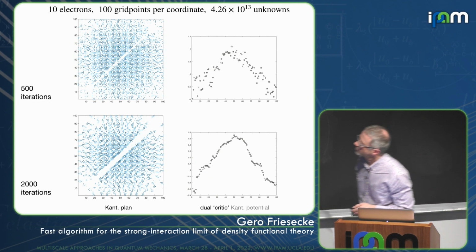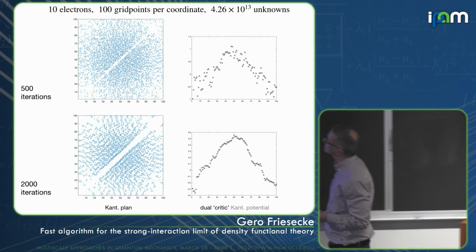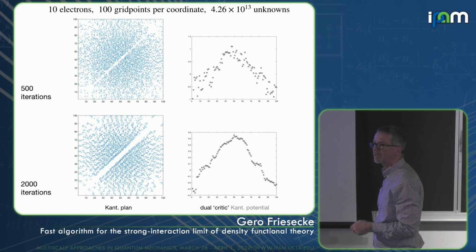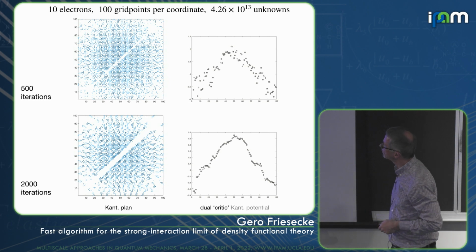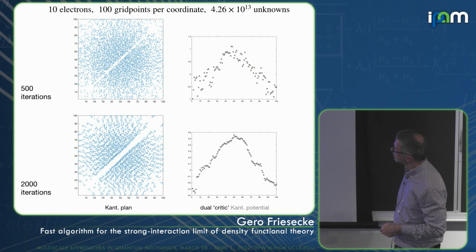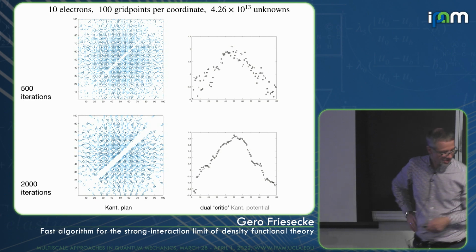So here's after 500 iterations, you get a little bit of depletion on the diagonal because there's a Coulomb repulsion, so electrons don't like each other. The dual state looks pretty random. After 2,000 iterations, it already looks quite nice, and there's some structure.